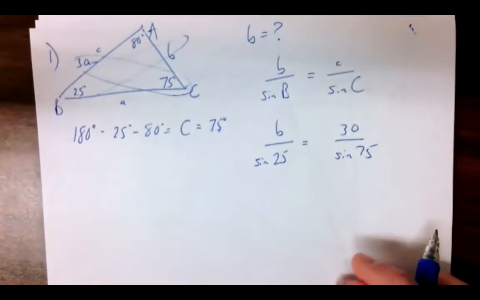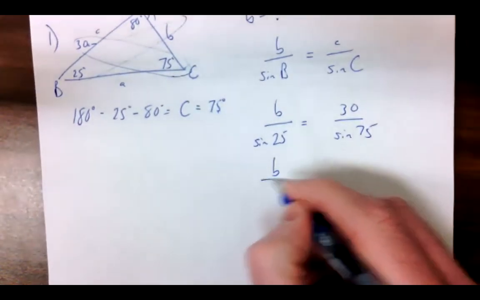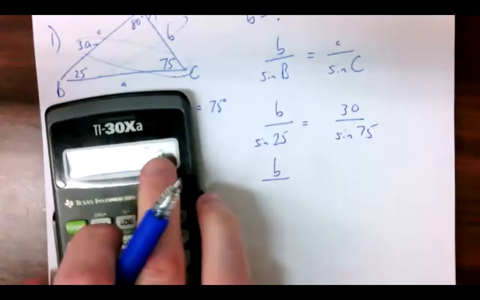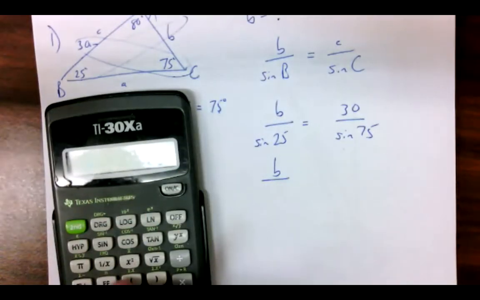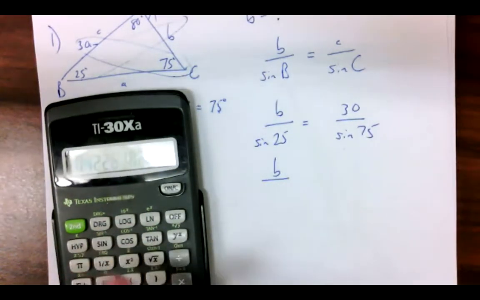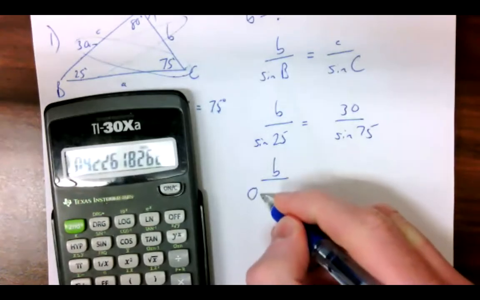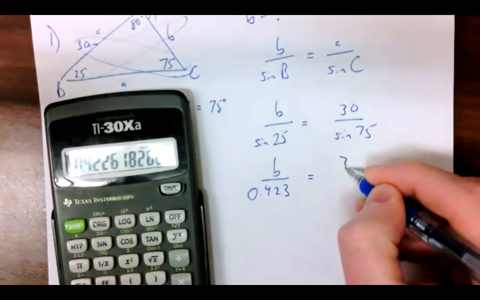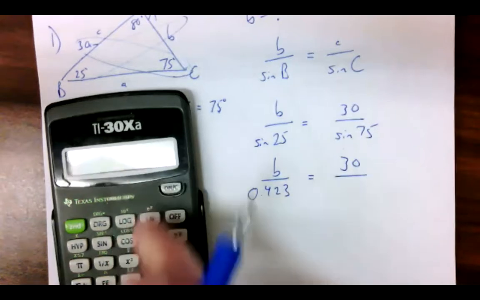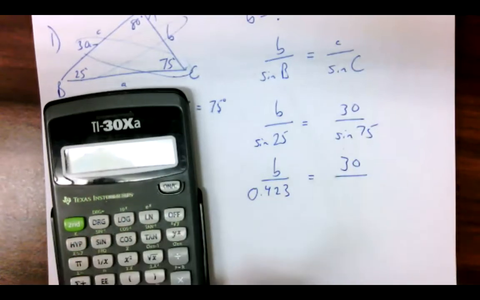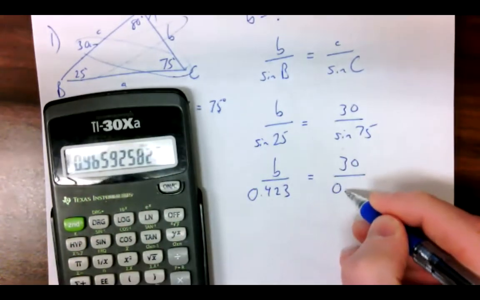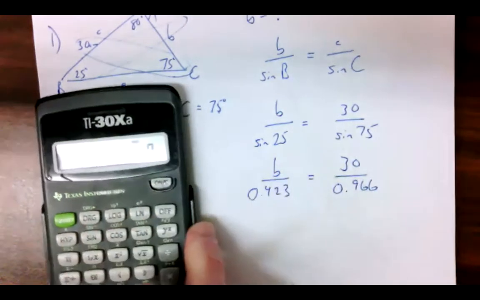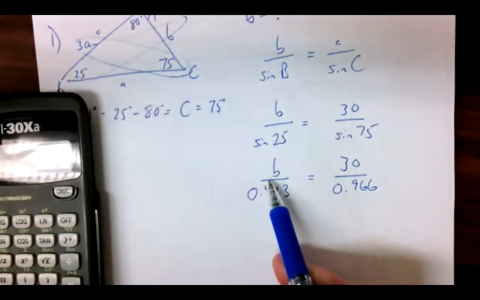So now we're going to need our calculators. So b over sine of 25. Make sure it's in degree mode. Always make sure it's in degree mode. Sine of 25, your calculator might be sine 25, it all varies, is 0.423. That equals 30 over sine of 75. Sine of 75 is 0.966. And so now we just have to solve for b.